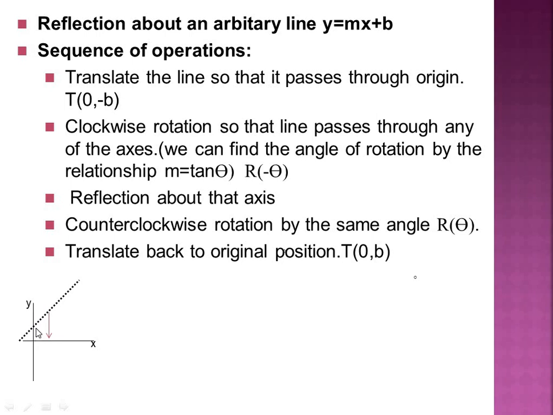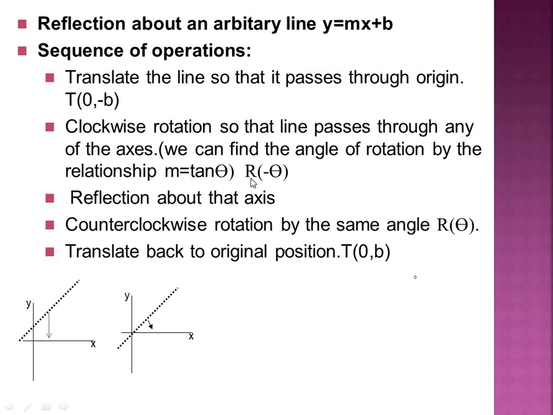If you do this translation, then the line will pass through the origin this way. This is the result after the first transformation, after applying the translation. Now what you have to do? You have to rotate it by an angle. This angle you can calculate from this relationship m equal to tan theta.